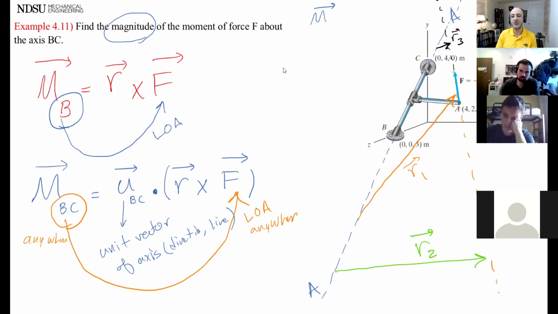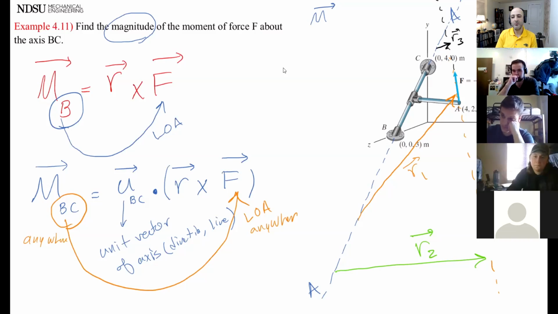But if you are smart, which you are, in this problem, which one would you pick? Which position vector would you pick to make your life easier? I would go from B to A. B to A, right? Because I have the coordinates. I'll go BA, or you can go CA.